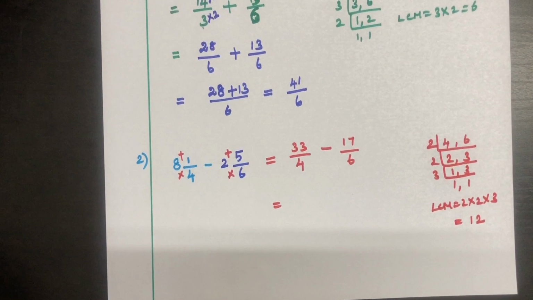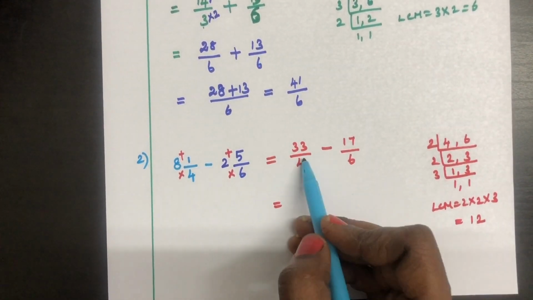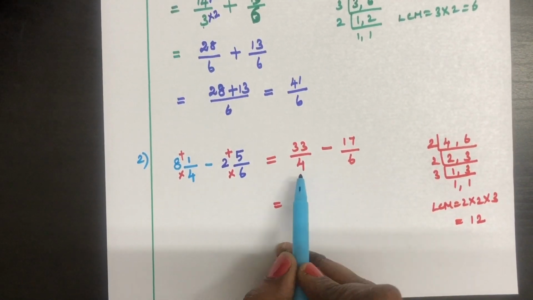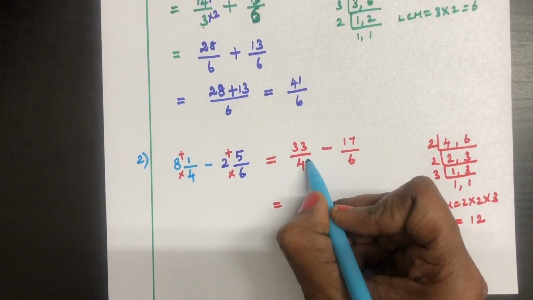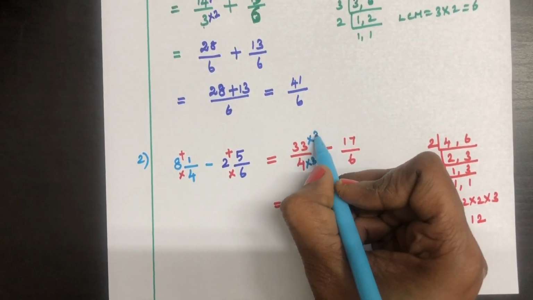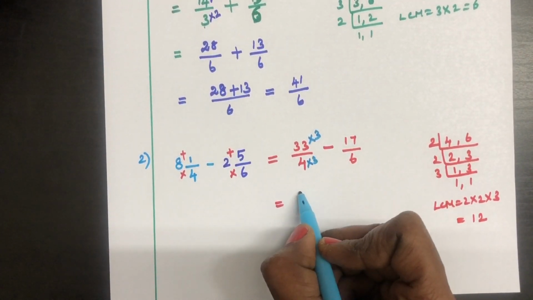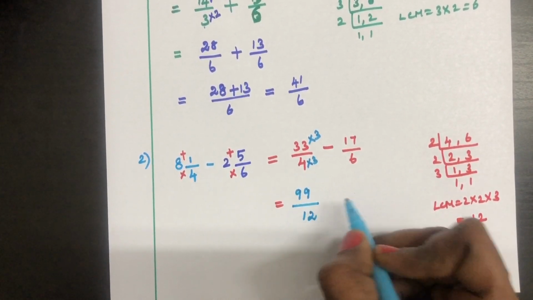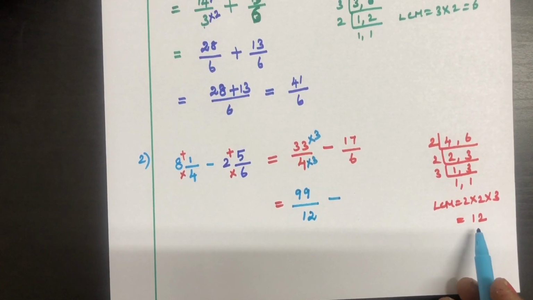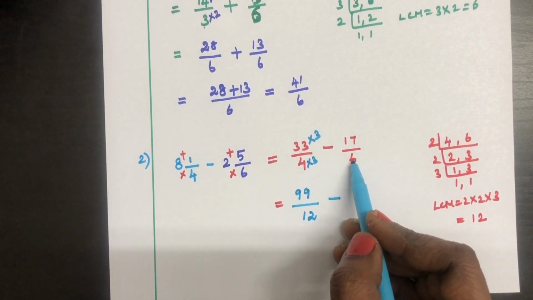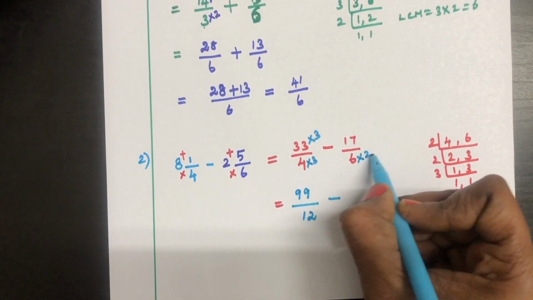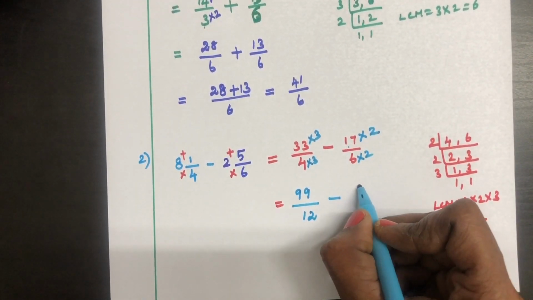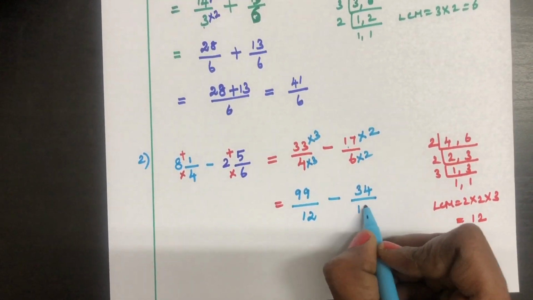Now, we are going to make 12 in the denominator. LCM is 12. So, how do we make the denominator 12 here? We need to multiply this with 3. Multiply here also with 3. So, 33 into 3 is 99 divided by 4 3s are 12. Here also we are going to multiply to make this 6 as 12. Multiply with 2. So, 17 into 2 gives us 34 divided by 12.